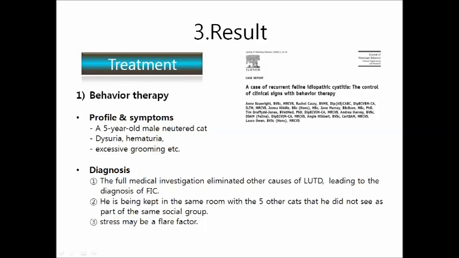The cat's behavioral history suggested that stress may be a flare factor, and a number of factors that could be causing the patient's stress were identified: other household cats that he did not see as part of his social group, cats coming into the garden that he could not chase off, unfamiliar people, and being kept in the same room with 5 other cats.